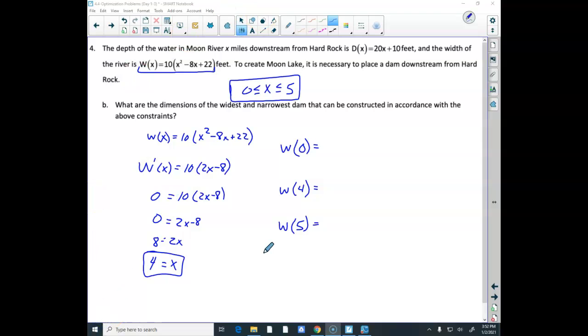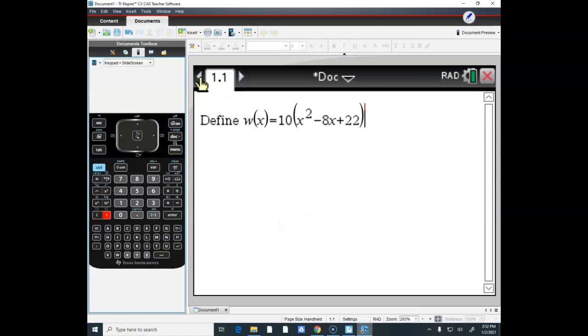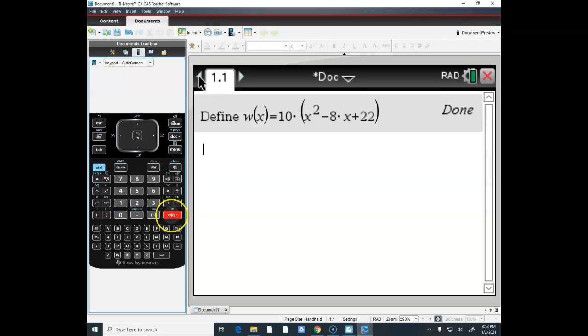Okay, so I'm back and I got my calculator here. And what I did is I'm defining W of X to equal the width of my river right there, the same way hopefully you would in your calculator. I got to hit enter. And I want to know what is the width of the river at 0, 4, and 5 miles down. So that's why I defined it.